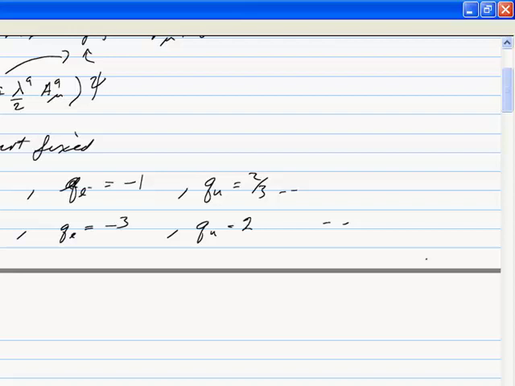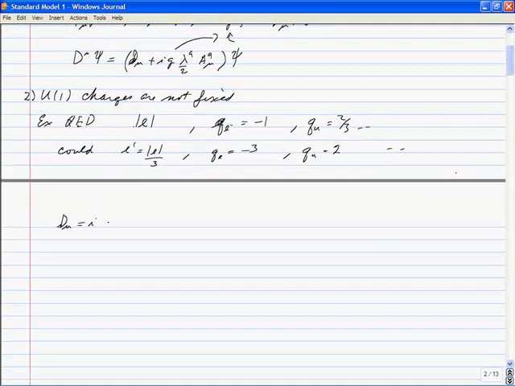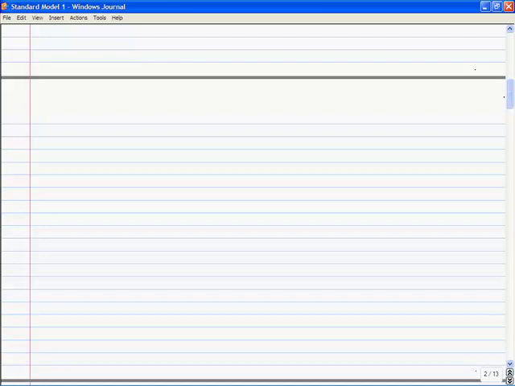Okay, so we have, in this case, D mu is d mu plus i Q e A mu, where the product of these two is physical, but the absolute value is not. All right. So with that said, let's go straight to putting the charges in the standard model.